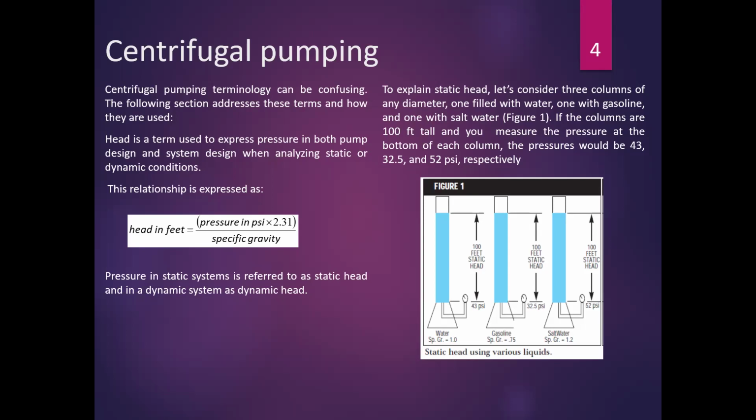So to explain static head, let's consider three columns of any diameter. One filled with water, one with gasoline, and one with salt water, figure 1. If the columns are 100 feet tall, see the figure, and you measure the pressure at the bottom of each column, the pressure would be 43, 32.5, and 52 PSI. That's because the specific gravity is the divisor. So, static head using various fluids.